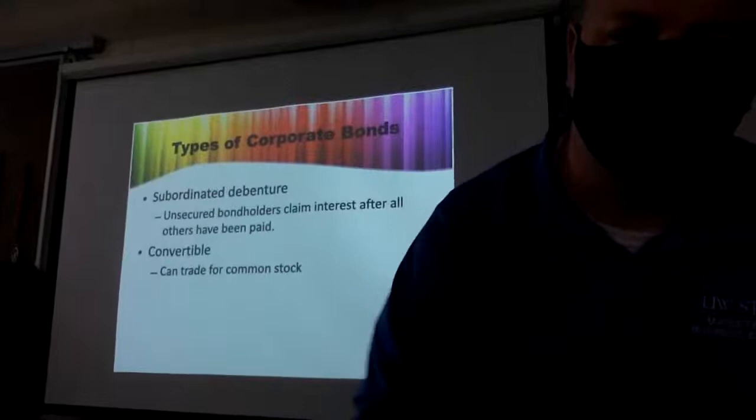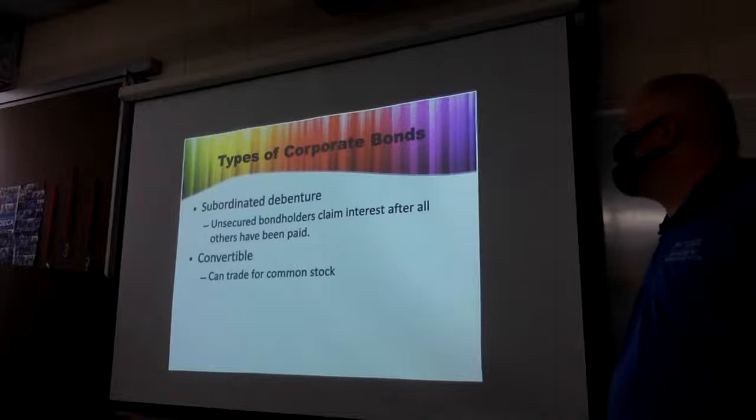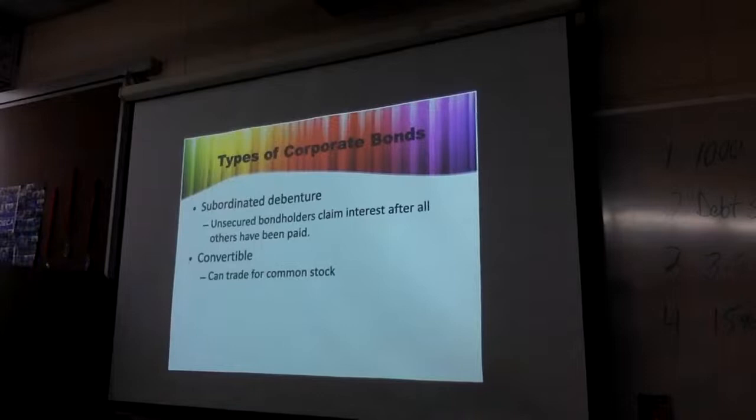Now, as far as the other types of corporate bonds, there's also a subordinated debenture, which is unsecured: bondholders claim interest after all the others have been paid. So again, a company goes out of business and basically people start to line up as far as who gets paid. They just start giving out money to pay off everybody once that company goes under, until they run out. Unsecured bondholders claim interest after all the others have been paid. You're kind of at the back of the line.